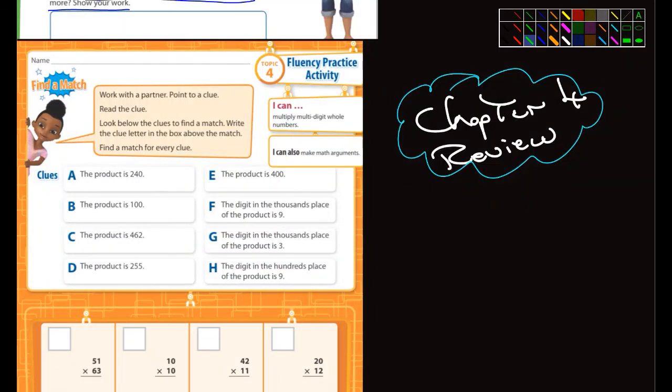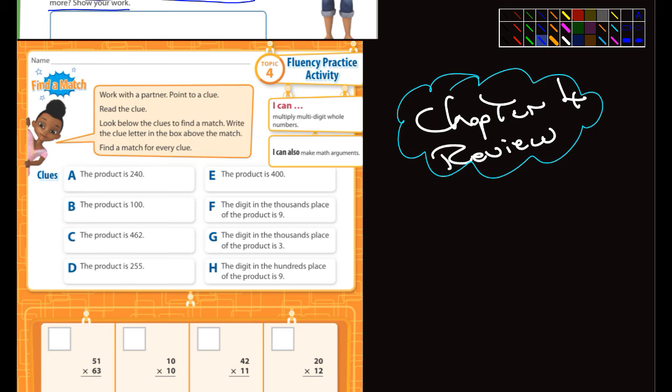Okay, fifth graders, we are starting the review of Chapter 4. This is page 165. It says Fluency Practice Activity. And there's one of these at the end of every chapter. Basically you solve these problems down below here, and then you match the answer with the letter, and then you come up with some kind of word or code or something.